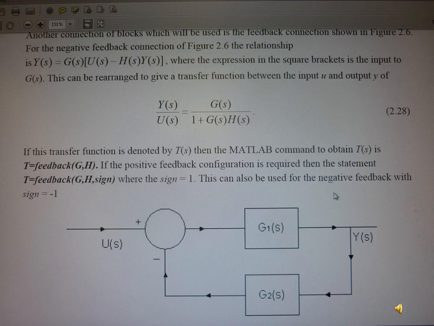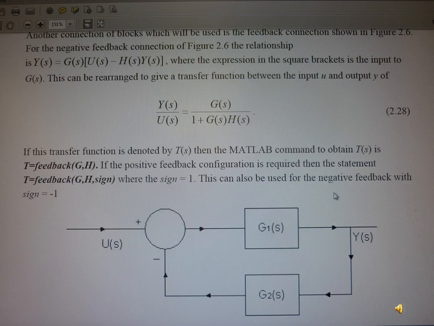This transfer function is denoted by T(s). The command for obtaining T(s) is T equals feedback(G, H). If a positive feedback configuration is required, then the statement is T equals feedback(G, H, psi), where psi equals 1. This can also be used for negative feedback with psi equal to minus 1.